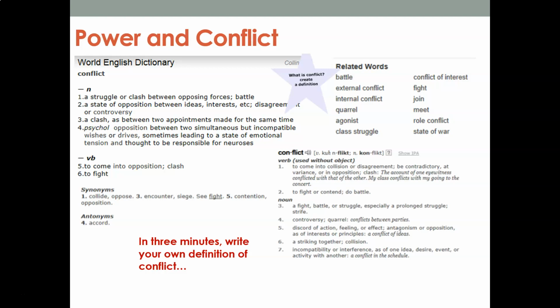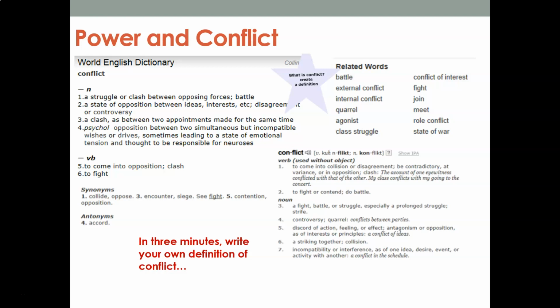Okay, so conflict is a struggle or clash between opposing forces. It's a battle. So we could say that all of our war poems in some way clearly link to a physical struggle or clash between two opposing forces. So you've got, you know, in World War I and World War II, the opposing forces, the English versus the Germans. Yep, the Allied forces versus Germany. So it can be more than that, though. It can be a state of opposition between ideas, between interests.